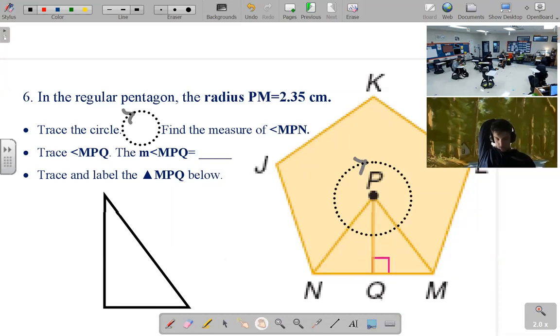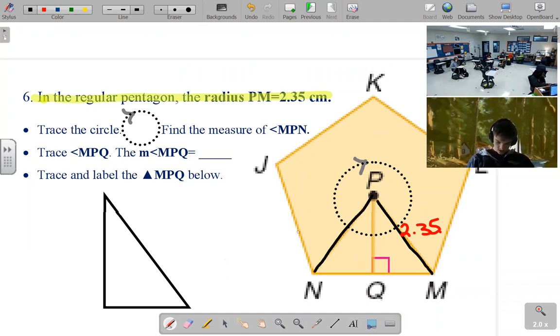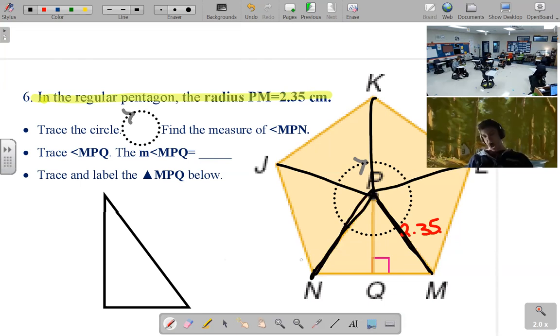Okay, Joshua, read the first sentence for us, please, sir. In the regular pentagon, the radius PM equals 2.35 centimeters. Okay, so the first thing we're going to do is label our radius. So this is 2.35. The minute you have a regular polygon and you're not given anything else, you should start making your pizza slices. That should just be a habit.